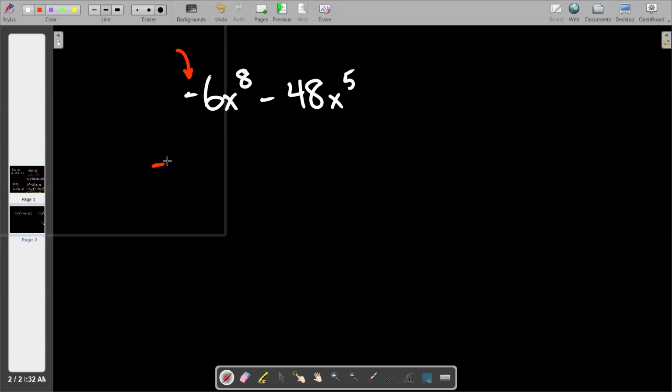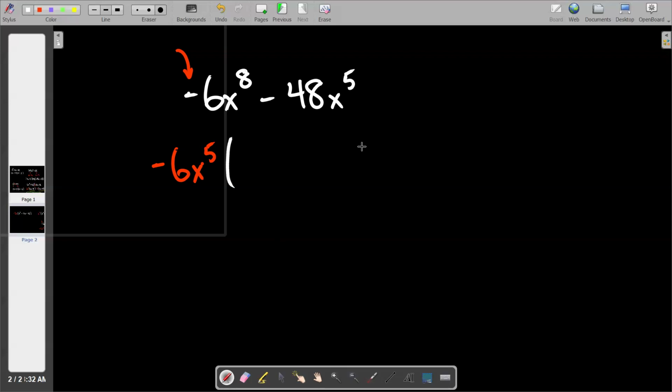And then it's time to go and make your 4th grade teacher proud. What can the 6 and the 48 both be divided by? 6. And then how many X's can I get out of both? I can get out X to the 5. I have to think about what's the most I can grab from each of you at the same time. One says, I got 8. The other says, I got 5. You're like, I guess I'll settle for 5. So I pull out X to the 5th, and that concludes the GCF.